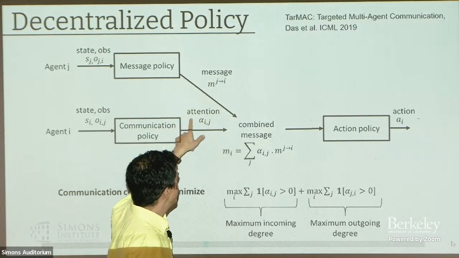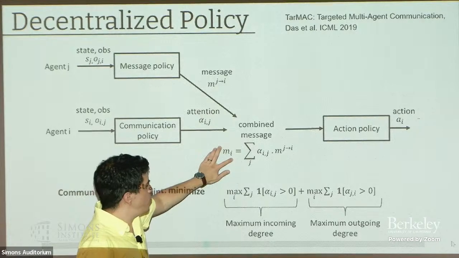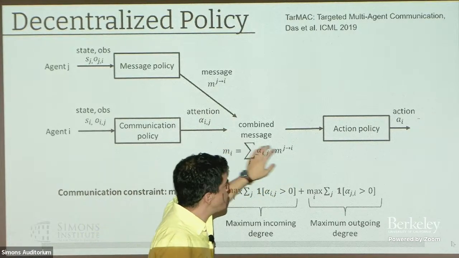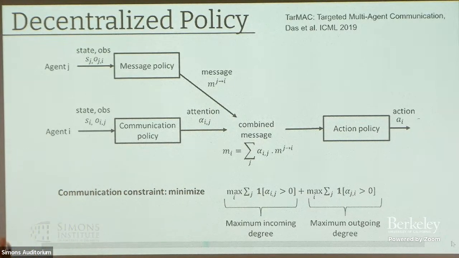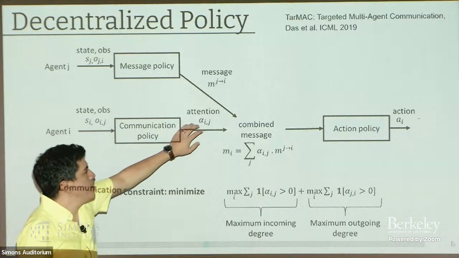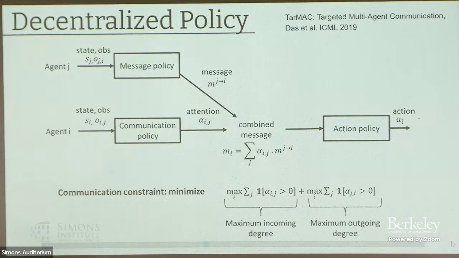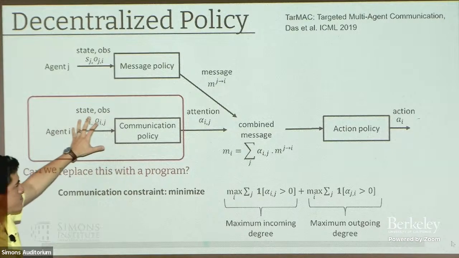It's going to get their messages. It's going to combine them based on these attention weights to get a new vector that it is going to pass to an action policy that decides what action to take. One of the things that we want here is to make sure that we don't have a lot of communication. Ideally, we want every agent to be paying attention to only a small number of other agents.